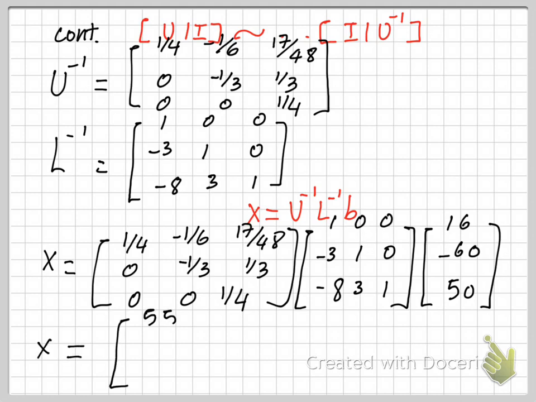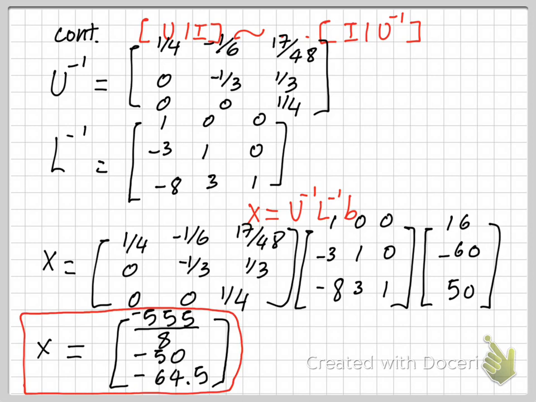Doing this matrix multiplication, you will get the result for X as -555/8 for the first variable, -50 for the second variable, and then -64.5 for the third variable.